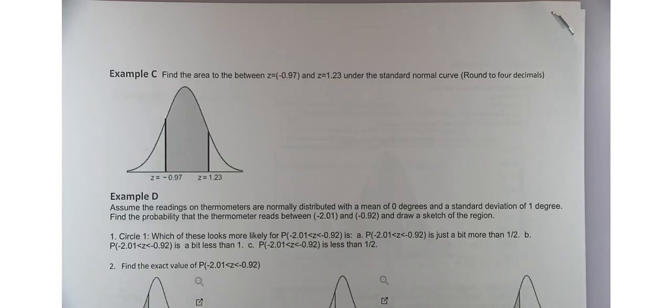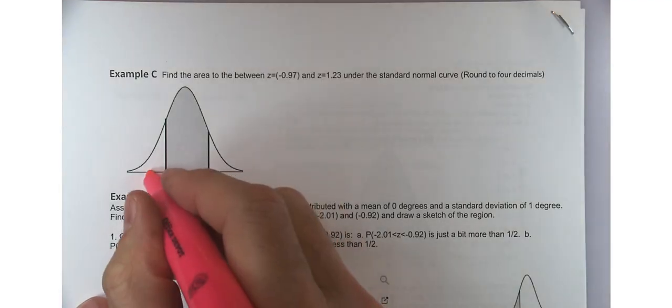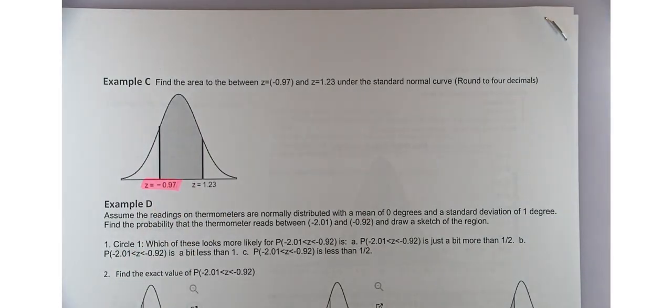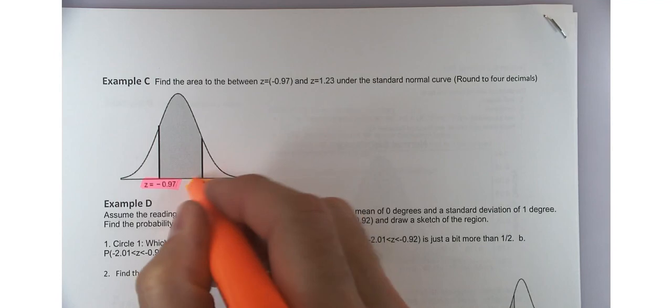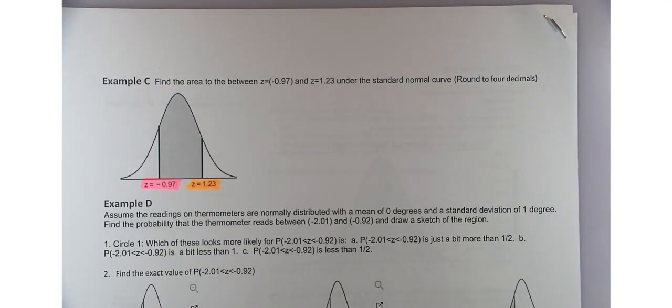Think on this one. What do you want to do here? So this one's a little bit different. We're trying to find the area between these two points on the normal curve. So between here and here, between 1.23 and negative 0.97. Now what's our game plan?